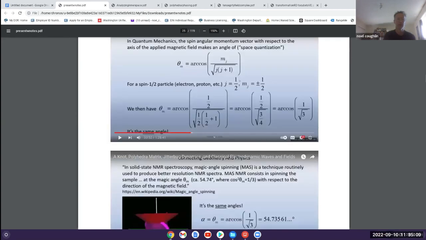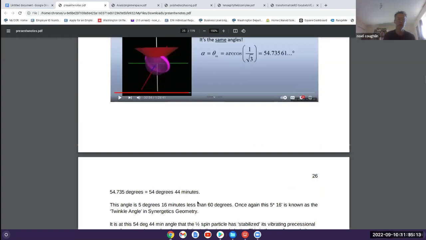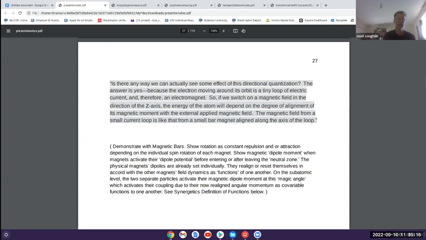basically then the loop. There's a loop going around there, right? So the electron's moving around its orbit, it's a tiny loop of electric current and therefore an electromagnet. So if we switch on a magnetic field in the direction of the z-axis, the energy of the atom will depend on the degree of alignment of its magnetic moment with the external applied magnetic field.